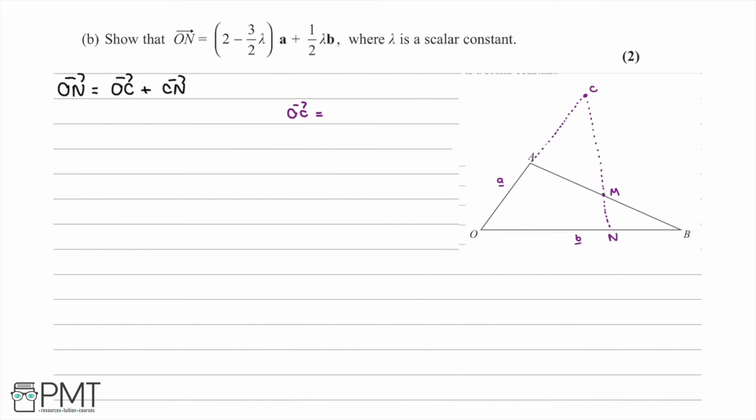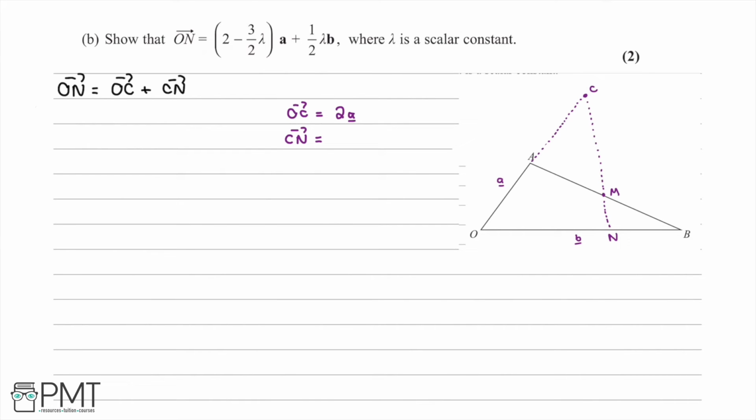So therefore, we have that the vector OC is going to be equal to 2A, and we'll then have that the vector CN is going to be equal to, well, let's have a think. So we can see CN here, and we've already worked out what CM is in terms of A and B. We did this in part A of the question. So we know that CN will be an extension of CM.